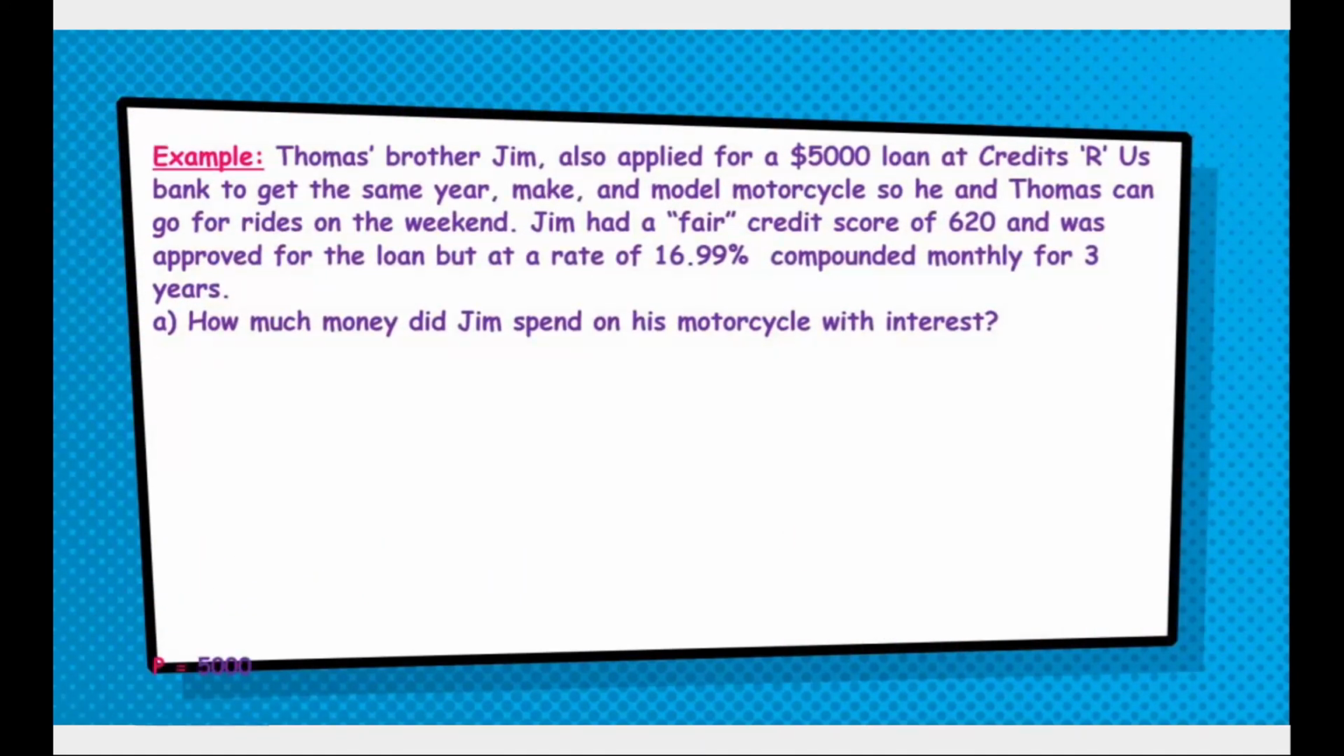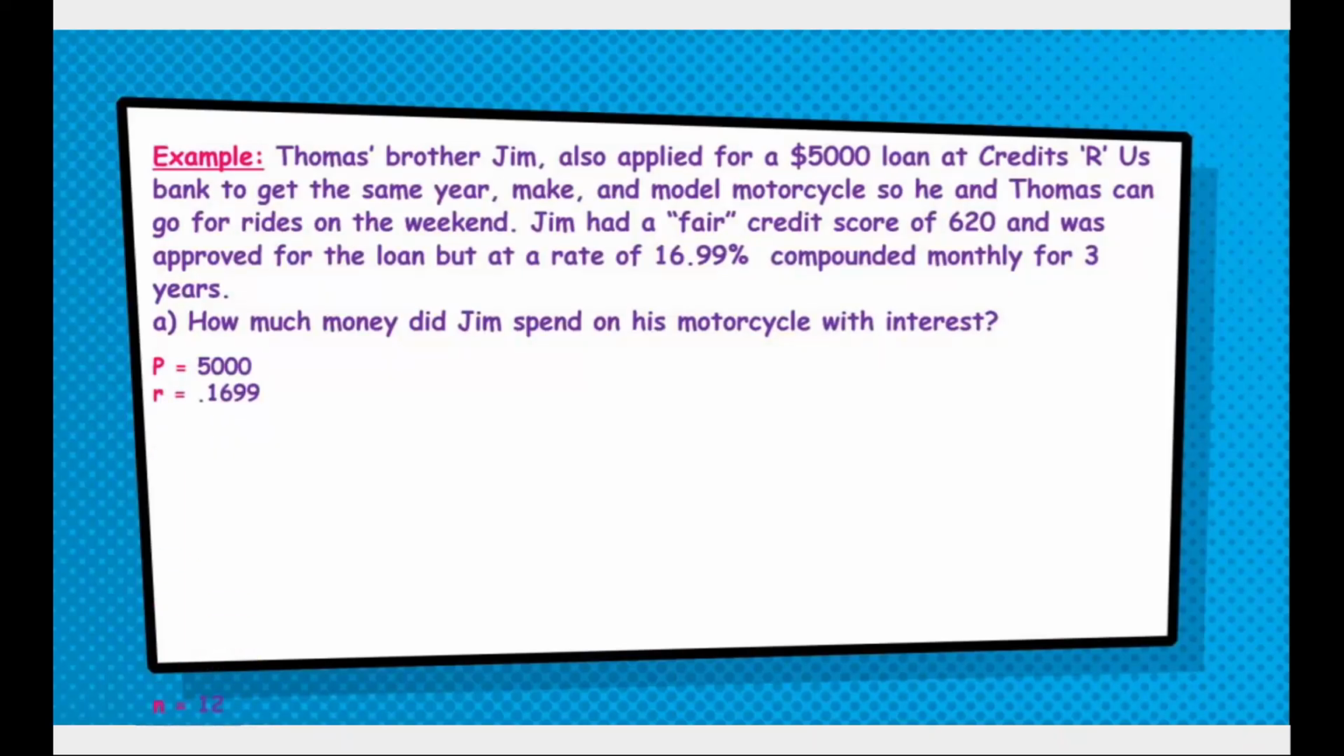Now let's look at his brother. His brother wants to be able to ride with Thomas on the weekends. Let's just say he's going to get the same motorcycle. Obviously not the same one, but the same brand, same everything on it, maybe a different color, but it's also $5,000. He gets it at Credit RS Bank because he has to go to some place like that, since his credit score is considered fair at 620. He was approved, but he had to pay 16.99% compounded monthly for 3 years. So everything's pretty much the same here, except his credit score is lower than his brother Thomas's, so therefore his interest rate is higher. So let's see what happens with Jim.